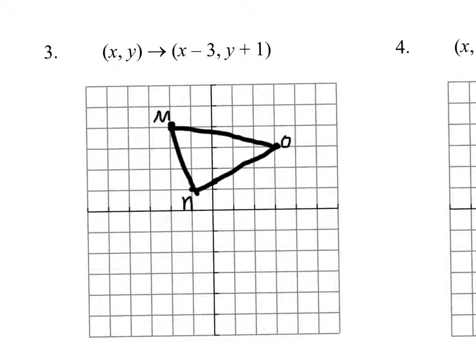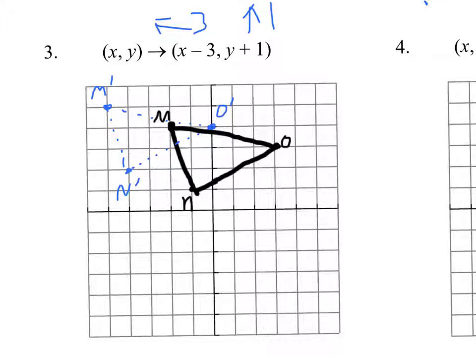In number 3, we are moving to the left 3 and up 1. So left 3 and up 1, this would be the new M. Left 3 and up 1, this would be the new O. And left 3 and up 1, this would be the new N. Again, that's all you have to do at a minimum with these directions, but it is helpful to list the new coordinates so that you know if you're getting these right or wrong.